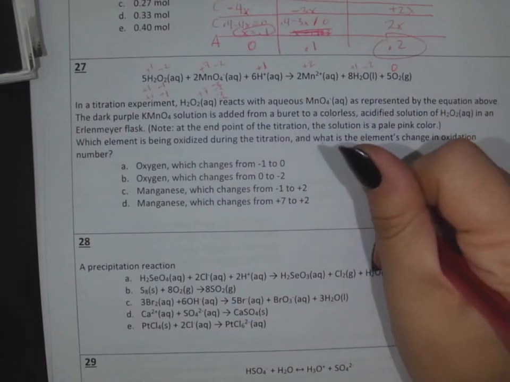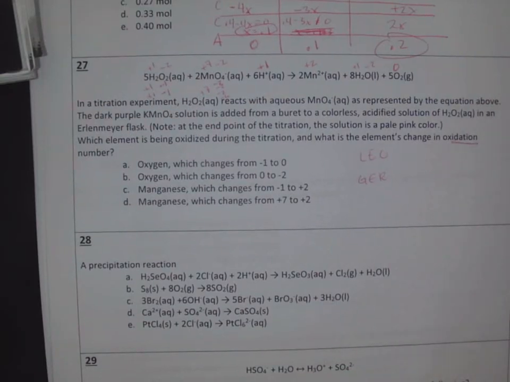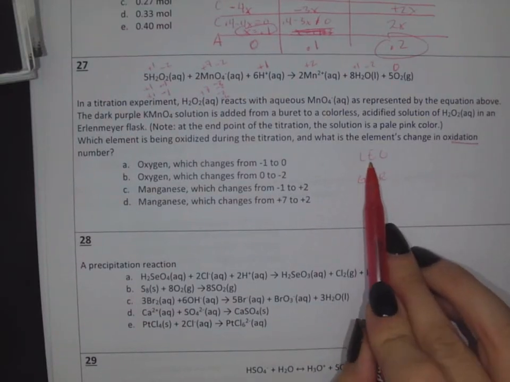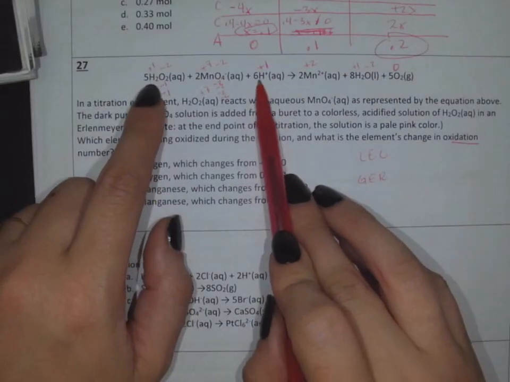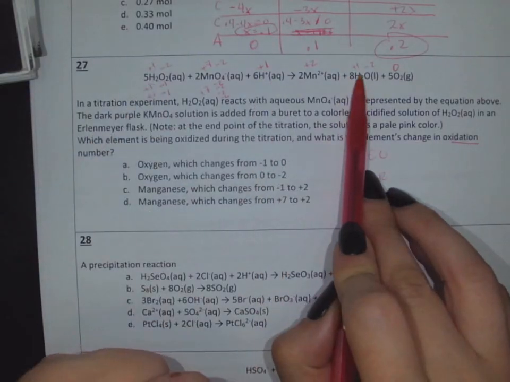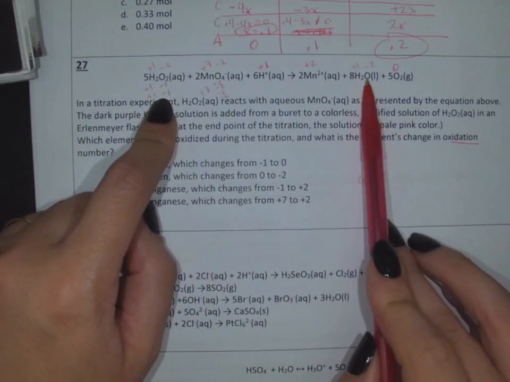Leo the lion says grr. And we want to know what's oxidizing. So losing electrons is oxidizing. All right. Hydrogens went from a +1, they stayed a +1. This oxygen went from a -1 to a -2.